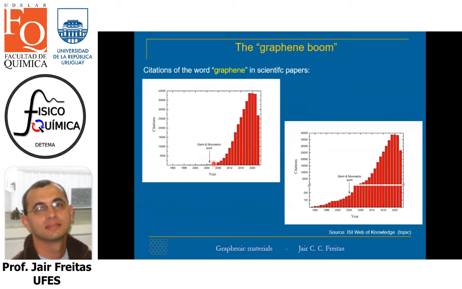Here I show the evolution in the number of citations of the papers with the word graphene, and of course after the work of Geim and Novoselov, this number showed an enormous increase. But it's interesting to note that even before their work, the concept of graphene was already present in the literature, not as an isolated material, but as a component, as part of the structure of carbon materials.